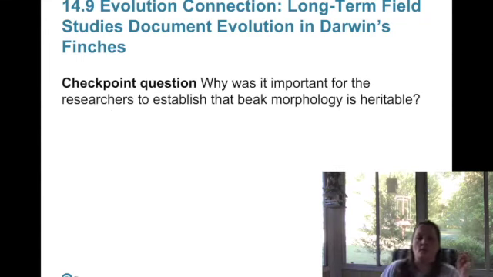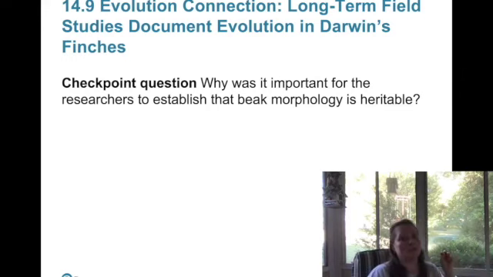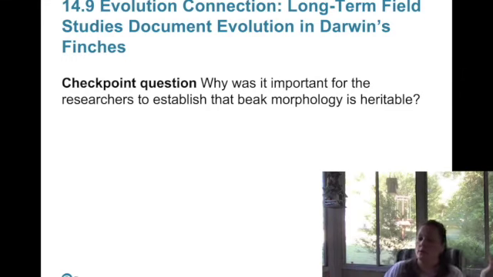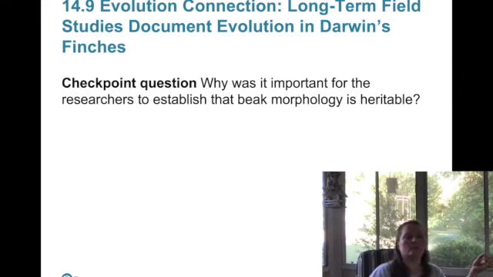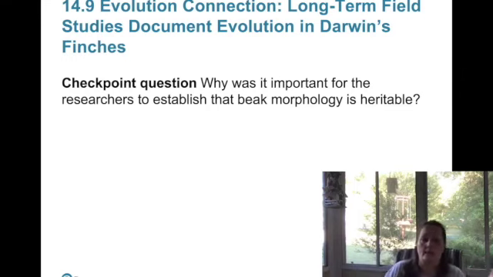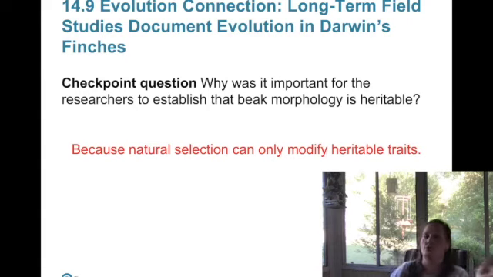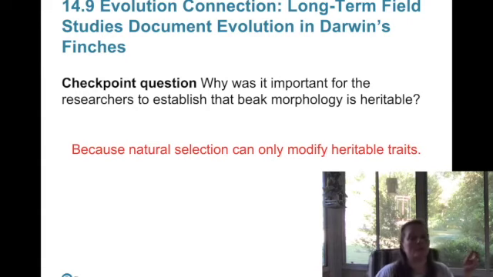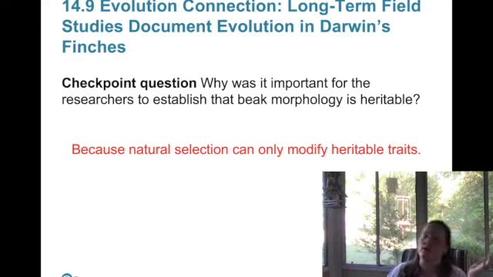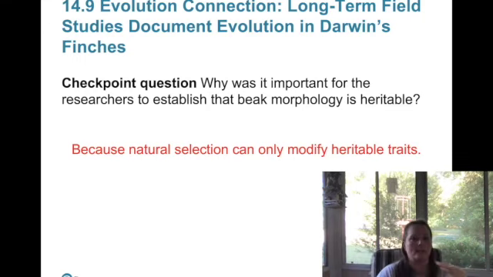So, checkpoint question. Why was it important for the researchers to establish that beak morphology is heritable? Why do we need to know that the baby birds inherited their beak? Because natural selection can only modify heritable traits. This means that the bird did not hatch and then go, no, I think I want to live down here on the ground and eat seeds, and then their beak changed. It means it had to come from mom and dad.